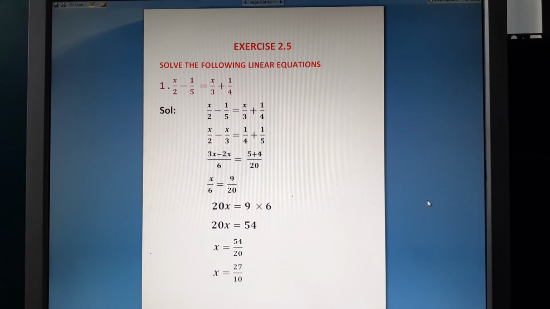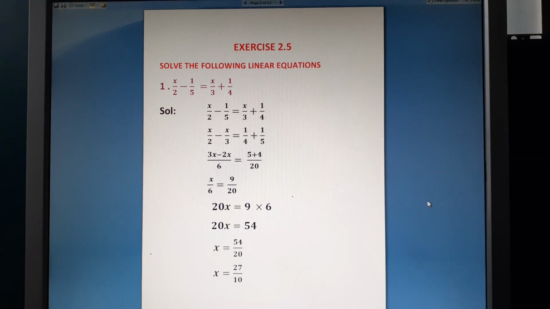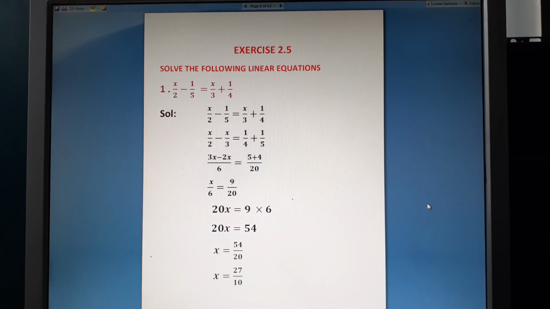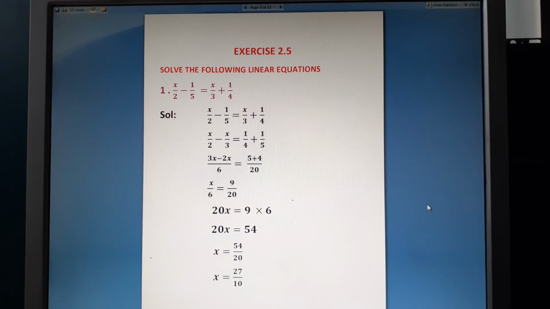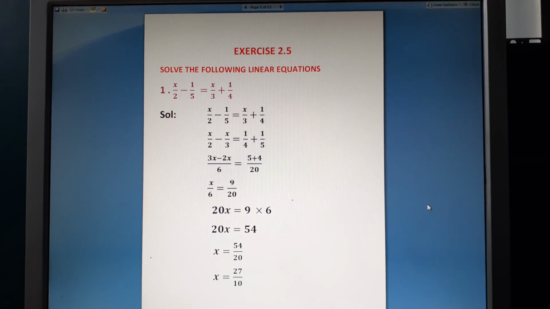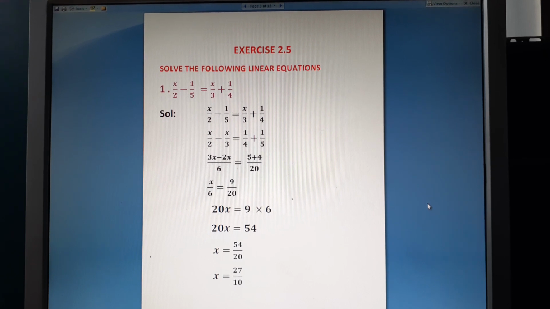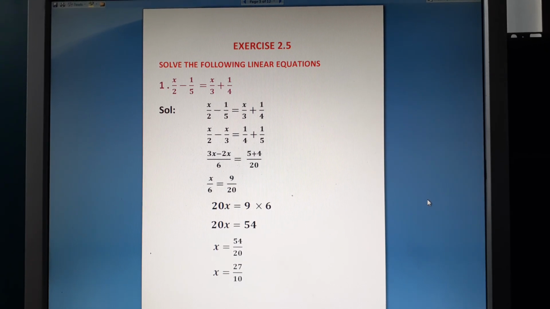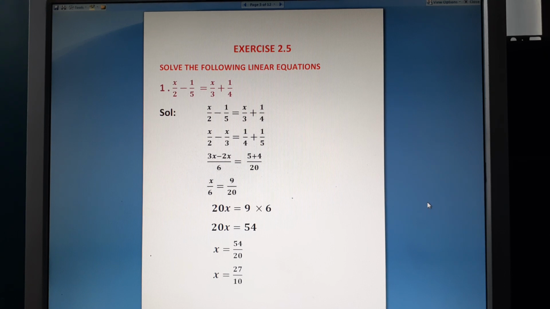See left hand side, the denominators are different. Take LCM. 2 3s are 6. 3 into x, 3x minus 2 into x, 2x divided by 6. That is equal to, right hand side also different denominators. Here also we want to take LCM. 4 5s are 20. 5 plus 4 divided by 20. 3x minus 2x is x. x divided by 6 is equal to 9 divided by 20.